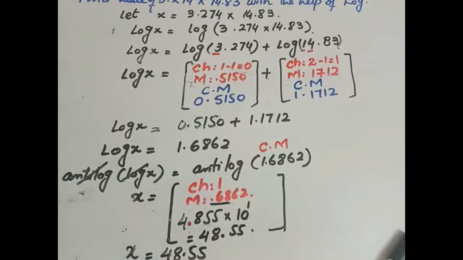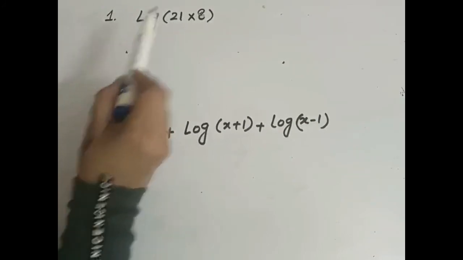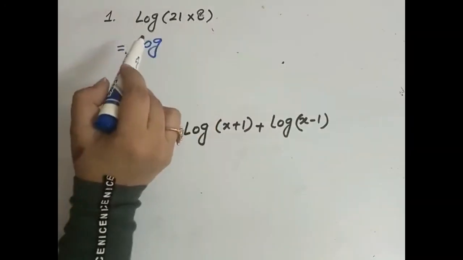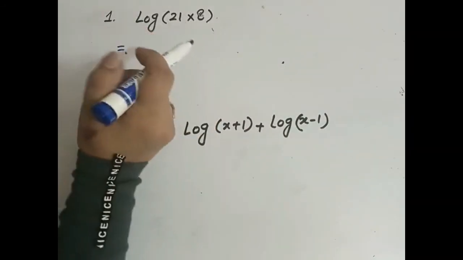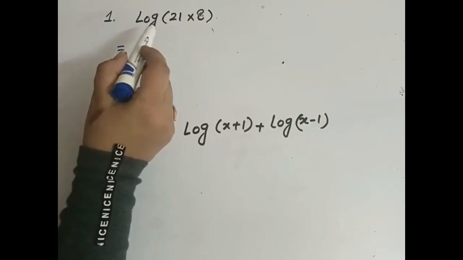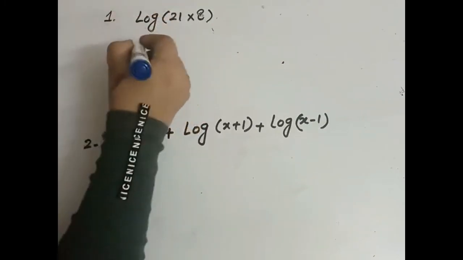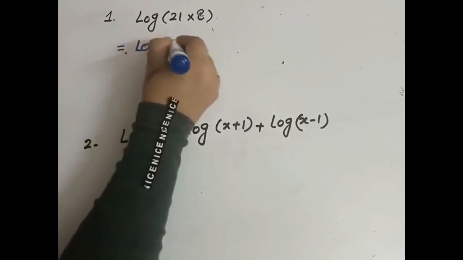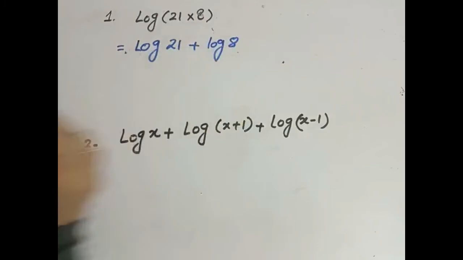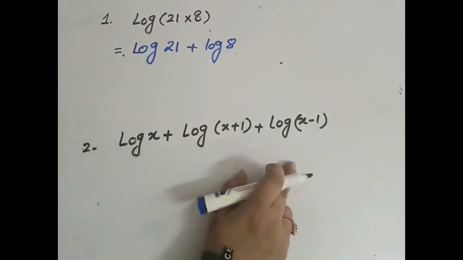Now let's do another example. Here in this example you can see that log is applied to two digits that are multiplied with each other. We know that log of multiplication is equal to the sum of log of the first value plus log of the second value. So it can be written as log of 21 plus log of 8. The question is that we have to write this as a single logarithm.